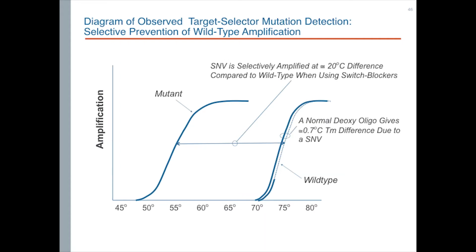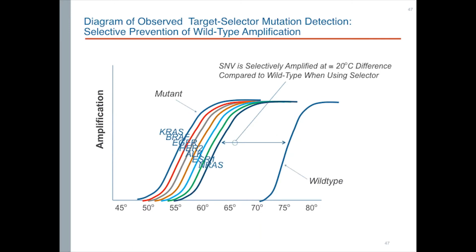If you compare it to a normal deoxy oligonucleotide, the TM discrimination of a single nucleotide change in a long sequence that would have a TM in the, say, 73-degree range, something on the order of a 30 mer, is about 0.7 degrees using nearest neighbor calculations. We're getting 20 degrees. So we can multiplex these things. These can have slightly different amplification profiles across a number of mismatched targets and easily discriminate from wild type.